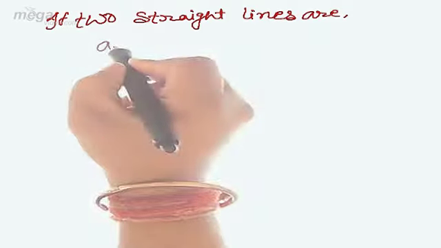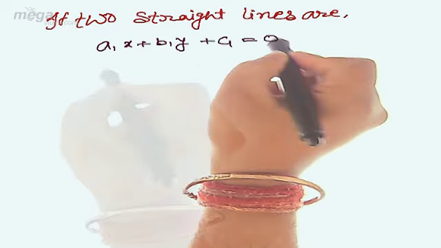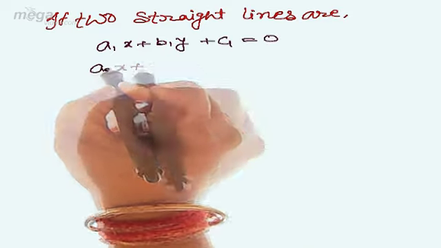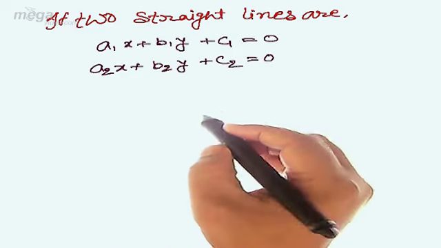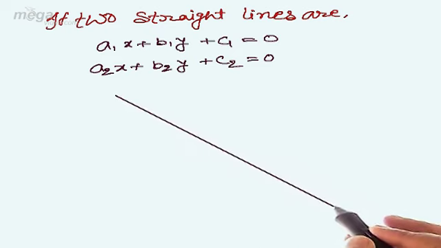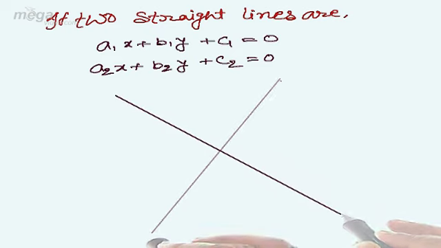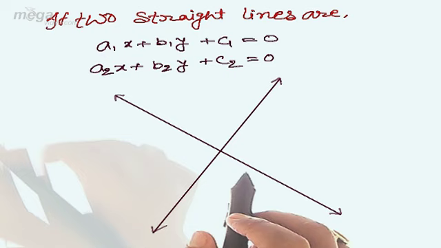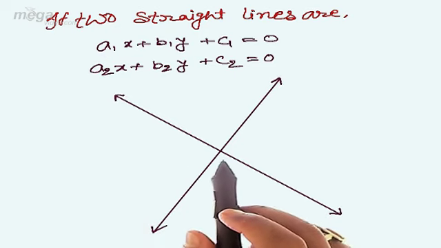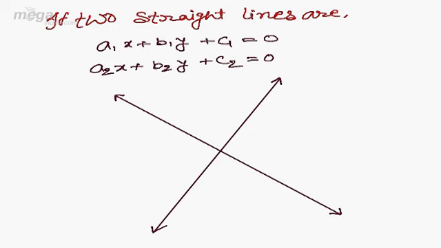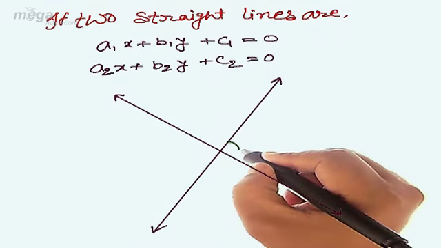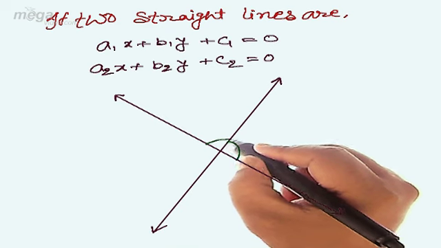So student, if these two straight lines are a1x plus b1y plus c1 equal to 0 and a2x plus b2y plus c2 equal to 0, then you can draw the graph of the lines like this. Now you have to find out the bisectors of the angle between these two given straight lines. That means the bisector of this angle and the bisector of this angle.